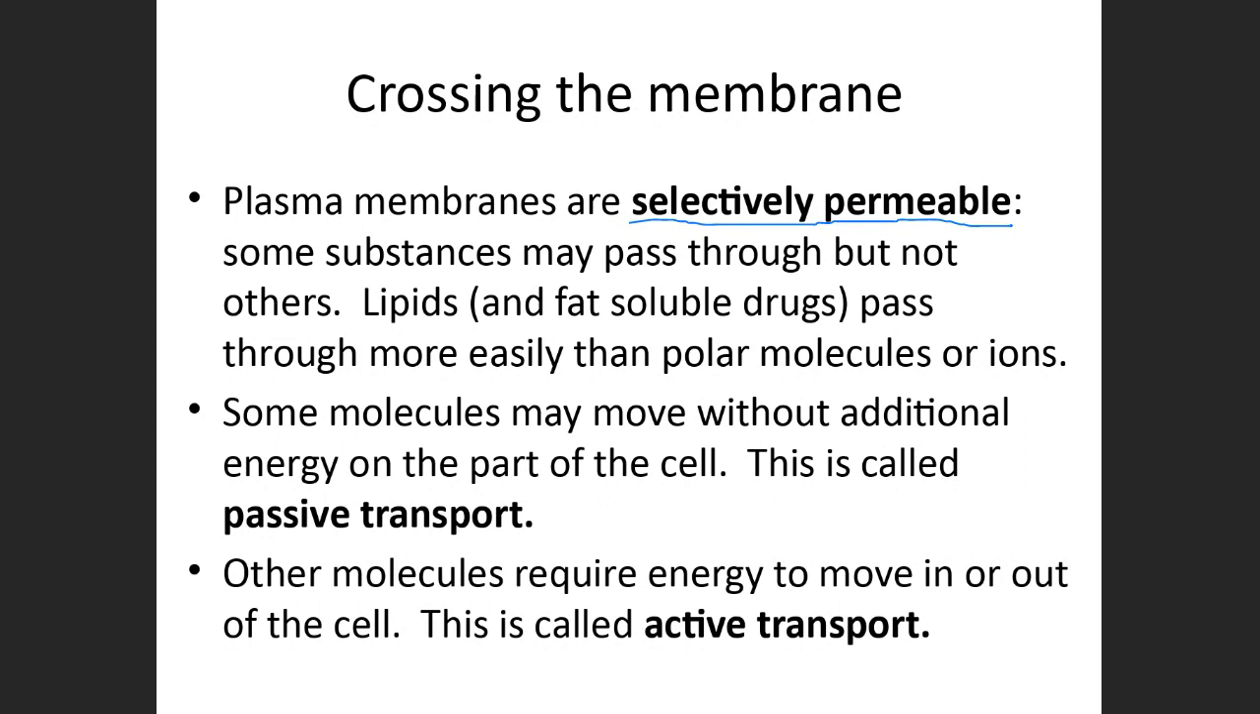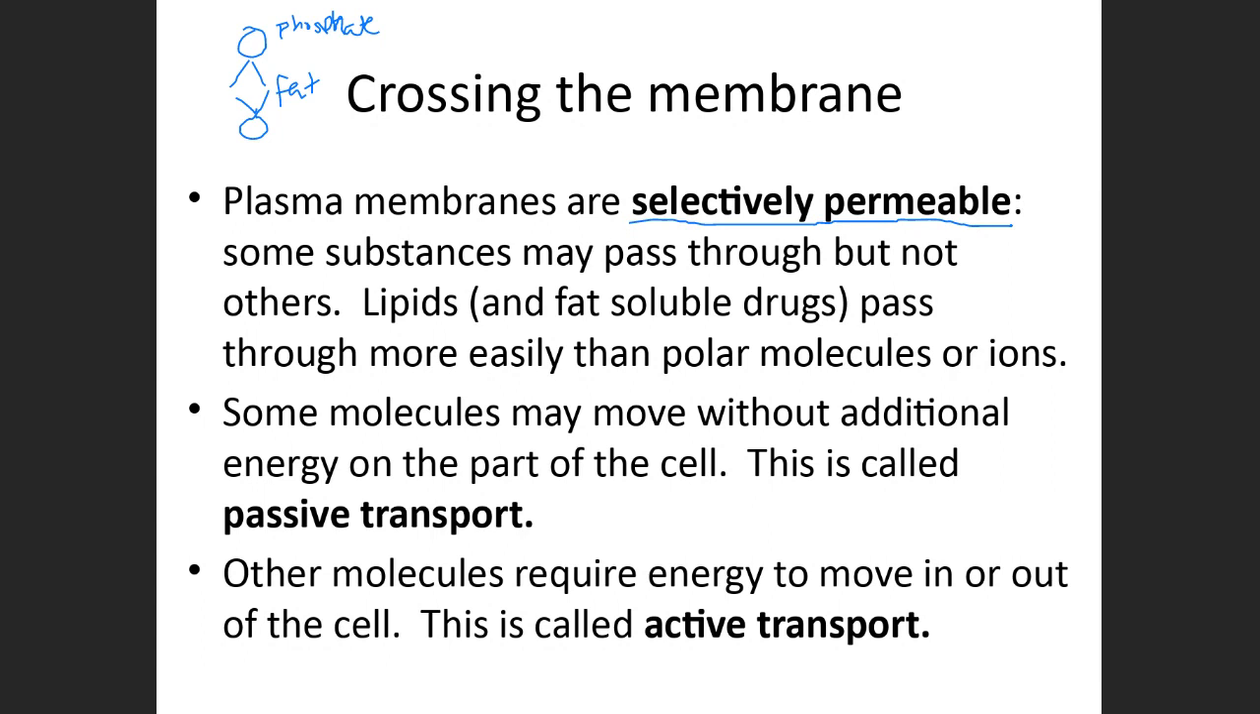So fats, lipids, can pass through more easily because it is that lipid bilayer. Remember, you've got these what look like little tails or legs here. This is the fat, right? And those are those fatty acid chains, and then there's that phosphate head. So some things can get through easily, some can't. It's selective in what can cross through.